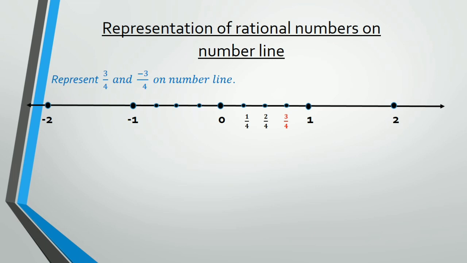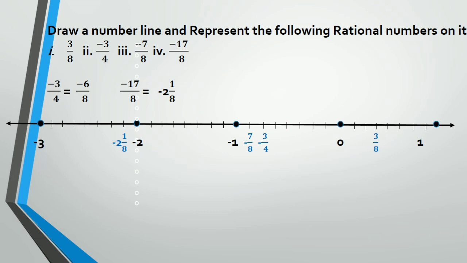Now the first point just left to 0 is minus 1 by 4. The second point is minus 2 by 4. And the third point is minus 3 by 4. And the fourth point, minus 4 by 4, is equal to minus 1. Hence we have plotted both the rational numbers 3 by 4 and minus 3 by 4 on the number line.